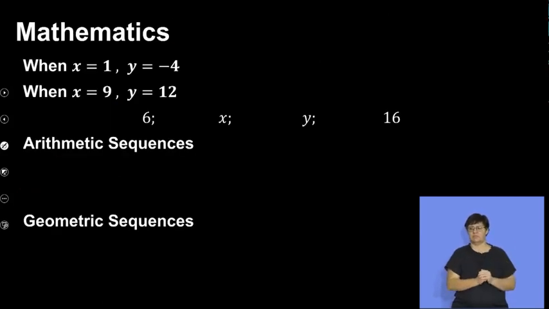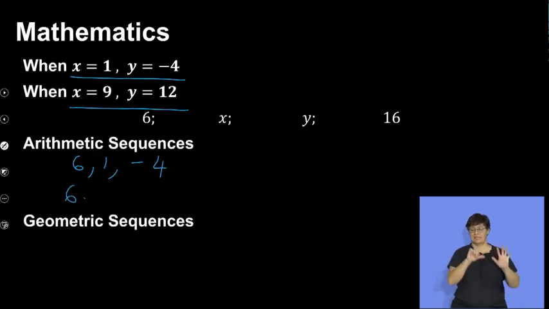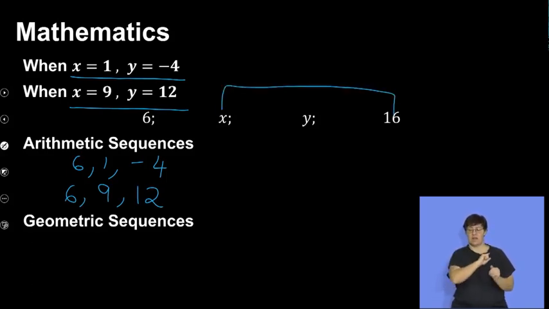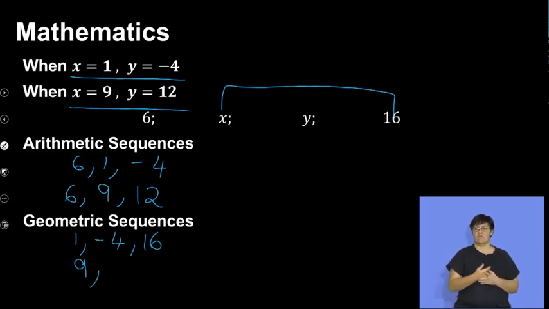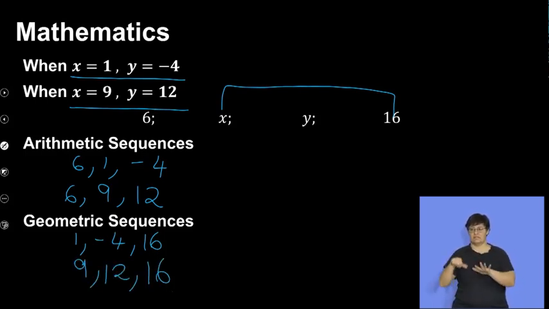So we are now going to write down the individual sequences. We have the arithmetic sequences, which are the first 3 terms, so it's going to be 6. Then using the first option, it's going to go 6, 1, negative 4. Using the second option, it's going to be 6, 9, 12. Just remember, I'm substituting in x and y. The geometric sequences are the last 3, so this is going to be 1, negative 4, then 16. Then using 9 and 12, it's going to be 9, 12, 16.